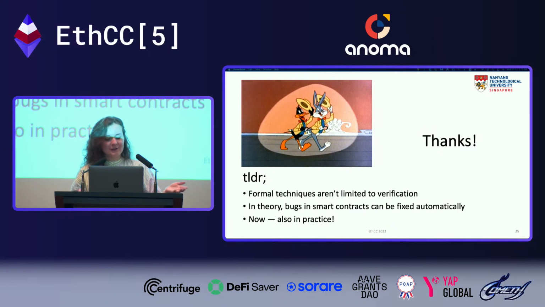All right, so that basically concludes my presentation. The short summary is that we can fix bugs in smart contracts automatically. We can do that in practice. We can do that using formal techniques that can be used to solve other problems beyond verification, as there usually is.